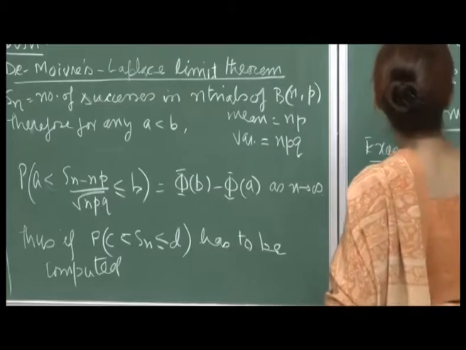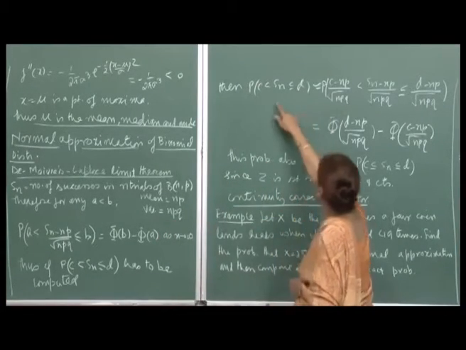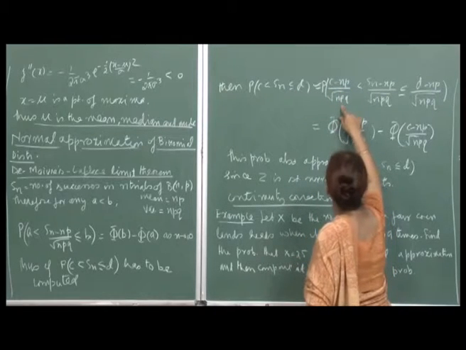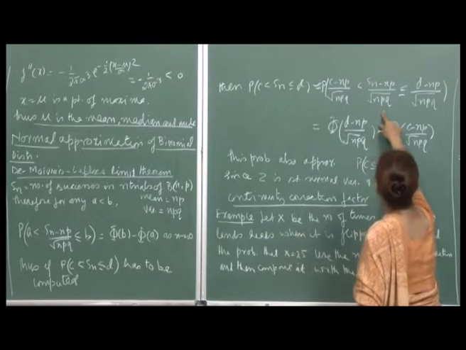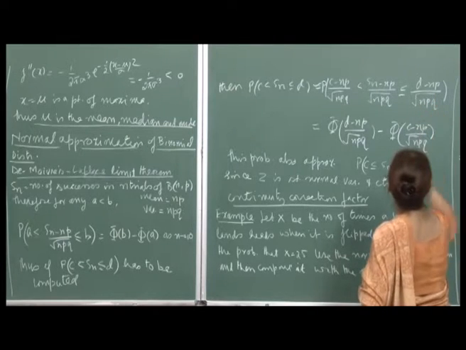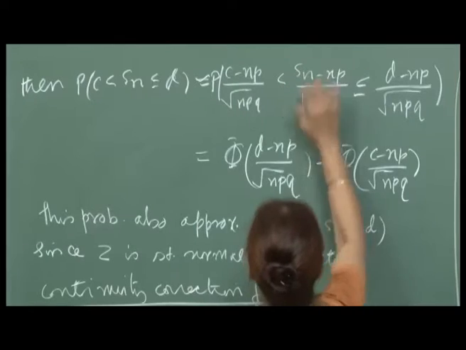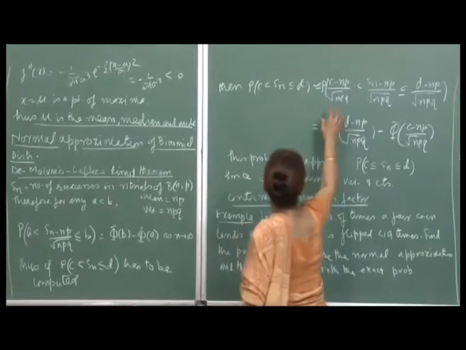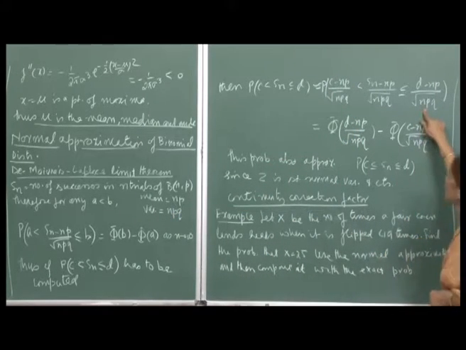Then we will standardize the whole inequality, in the sense that we will transform this to (C − np)/√(npq) less than (Sn − np)/√(npq), which will be less than or equal to (D − np)/√(npq). Okay. And now you see this becomes a standard normal variate, and so your A gets replaced by this in the theorem, and your B gets replaced by this, right.